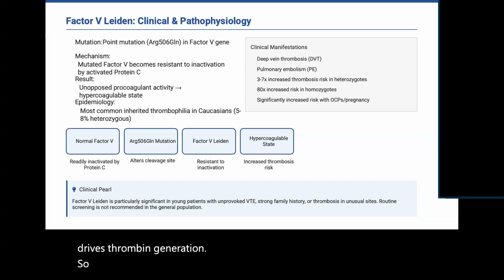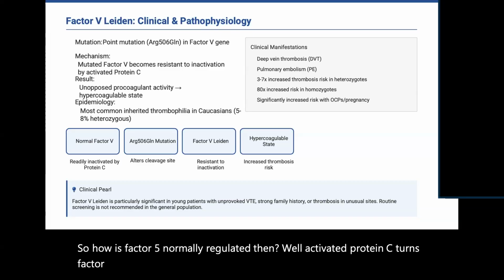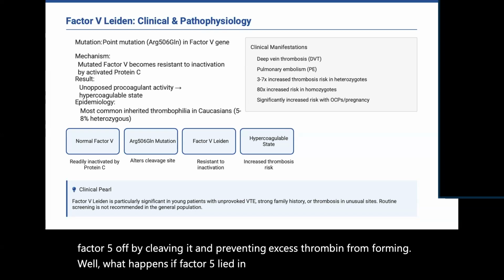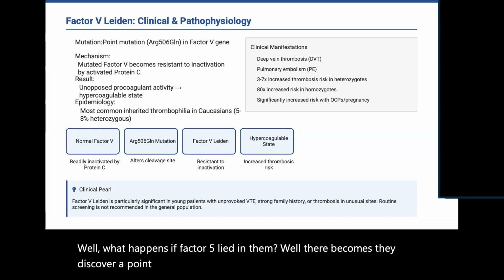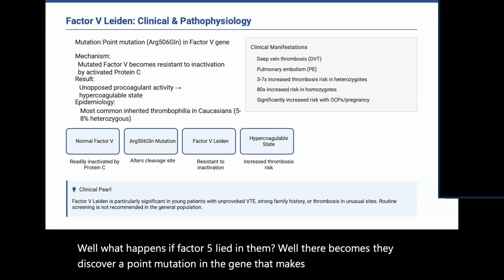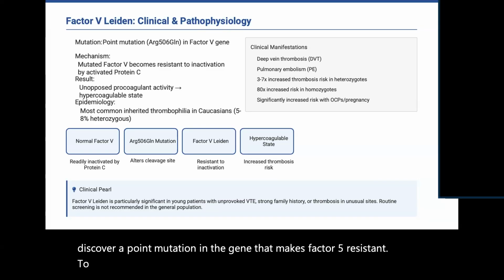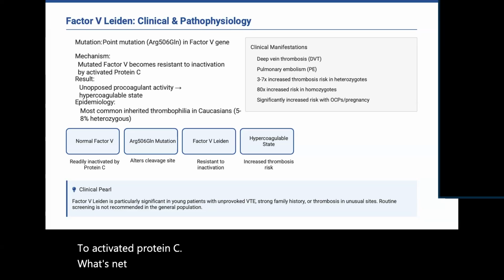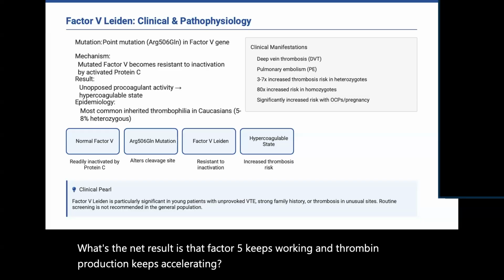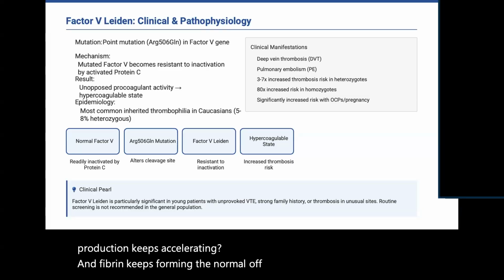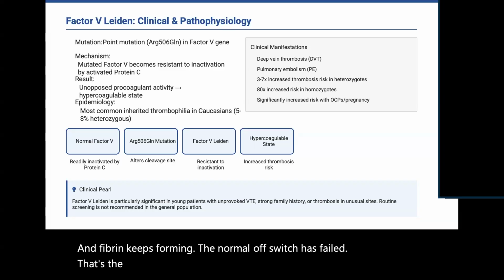So how is factor V normally regulated then? Well, activated protein C turns factor V off by cleaving it and preventing excess thrombin from forming. Well, what happens in factor V Leiden then? Well, they discovered a point mutation in the gene that makes factor V resistant to activated protein C. The net result is that factor V keeps working and thrombin production keeps accelerating and fibrin keeps forming. The normal off switch has failed. That's the pathology in factor V.